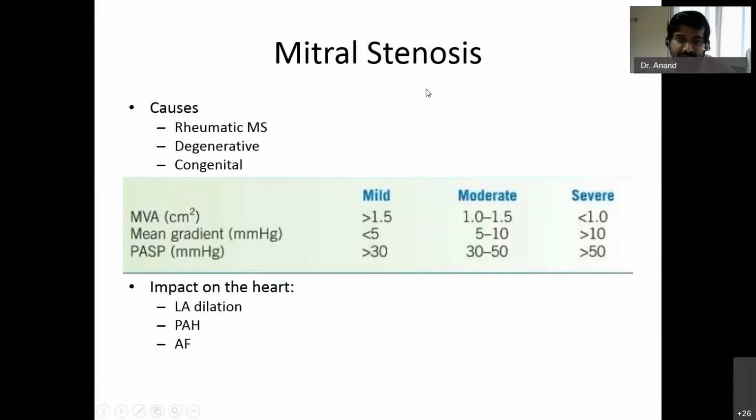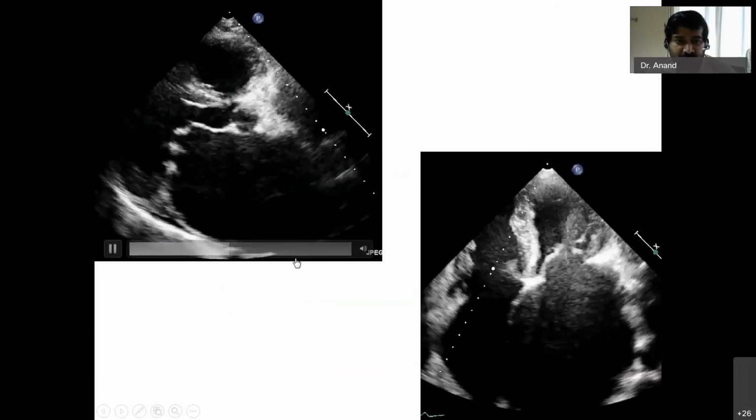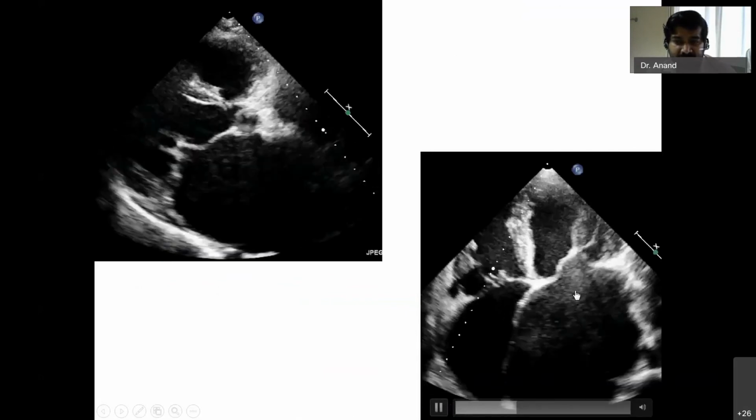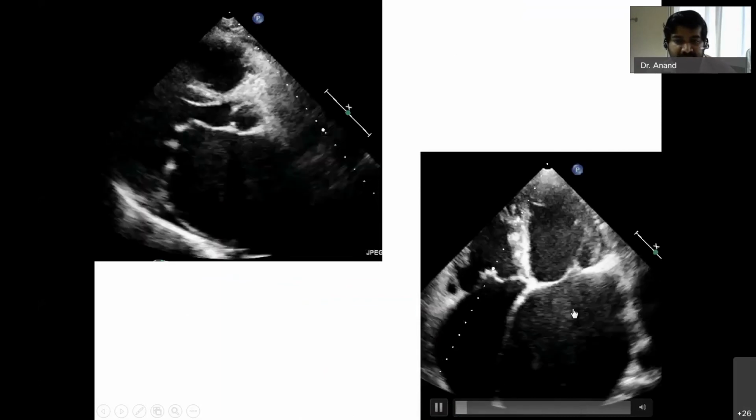Mitral stenosis, all of you are familiar with advanced rheumatic valvular disease. Again, you want to know the degree of stenosis of the valve and other potential causes such as degenerative or congenital causes for the mitral stenosis, and what the impact on the heart is. So when the valve is stenotic, there is pressure overload in the left atrium, and the left atrium looks very dilated, as you see here, and there is also risk of atrial fibrillation and thrombus formation in the left atrium.